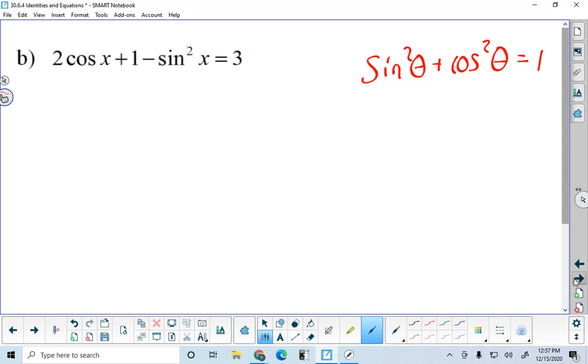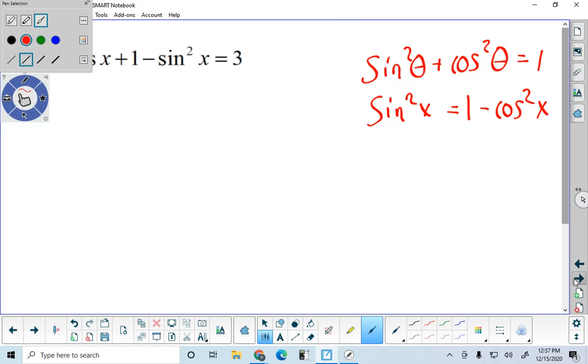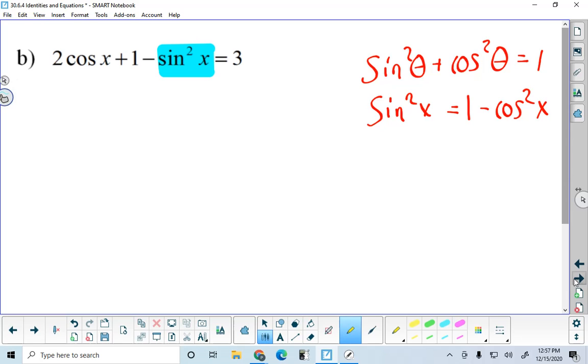For example, sine squared of x is 1 minus cosine squared of x. And we have a sine squared of x in here. There's a sine squared of x right here. And sine squared of x is the same as 1 minus cos squared of x.